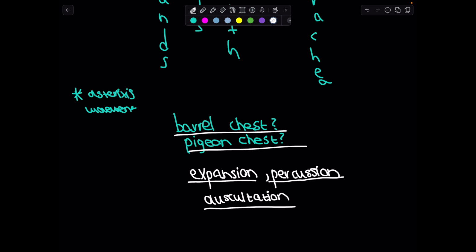What is this? I don't know what percussion, auscultation, and expansion means, dude.